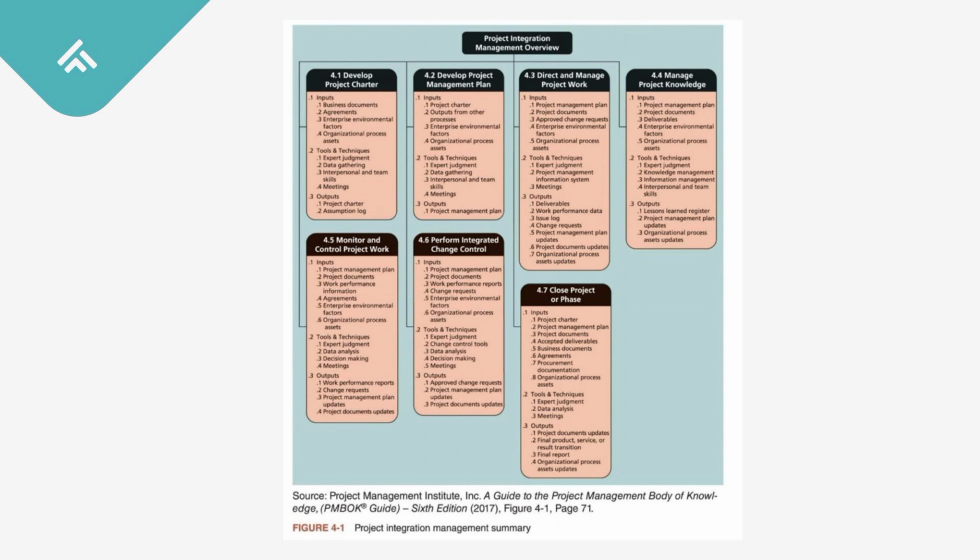The last is close project or phase. Purpose: officially complete and close the project. Inputs: charter, plan, deliverables, and agreements. The tools: expert judgment and meetings. Outputs: final report, lessons learned, product or service handed over. Example: the hospital wing is finished, inspected, accepted, and officially handed over.